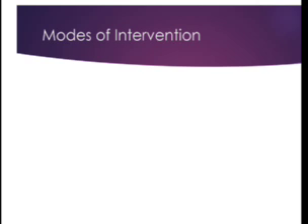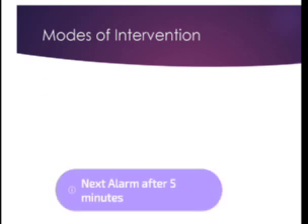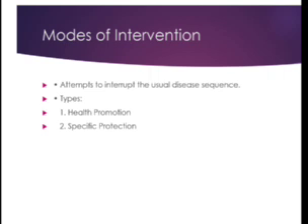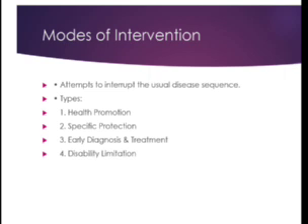Now, modes of intervention are linked to levels of prevention. Primary prevention has the modes of intervention health promotion and specific protection, secondary prevention has early diagnosis and treatment, and tertiary prevention has disability limitation and rehabilitation. So what we spoke about till now constitutes the same thing for modes of intervention. Now, attempts to interrupt the usual disease sequence: the types of interventions are health promotion and specific protection. These two constitute primary prevention, which we spoke about. Early diagnosis and treatment constitutes secondary prevention. Disability limitation and rehabilitation, these two constitute tertiary prevention.